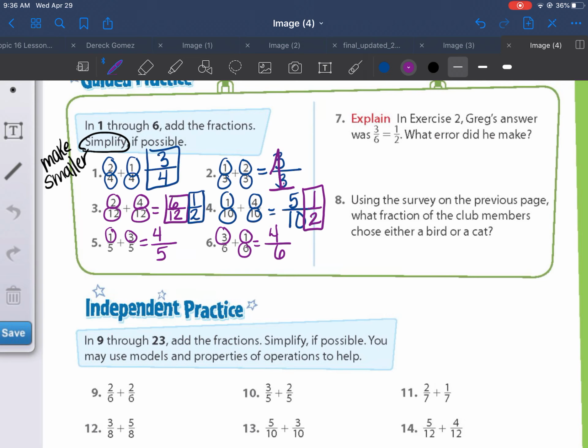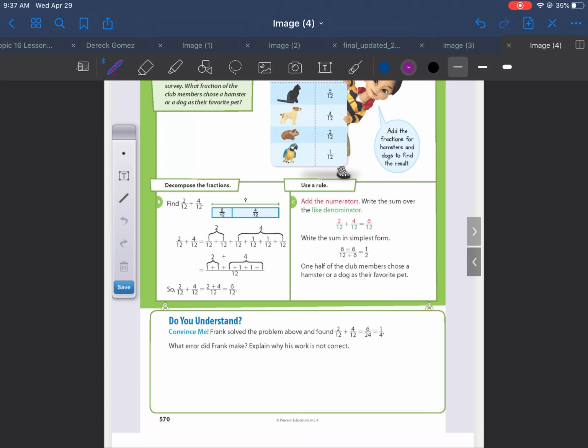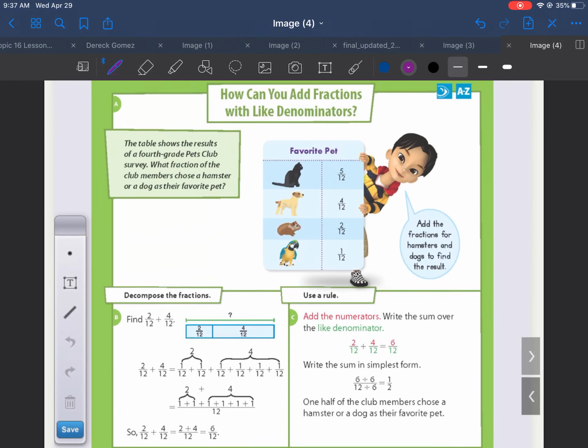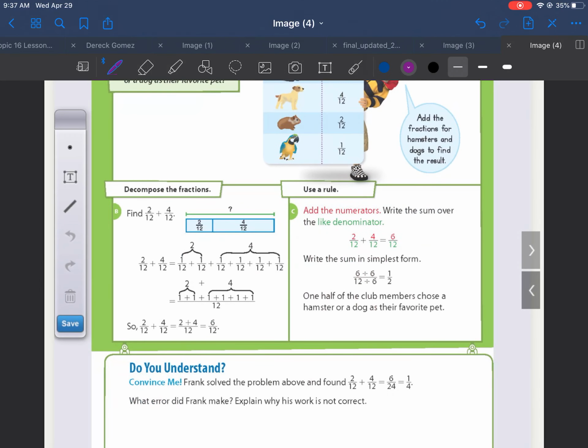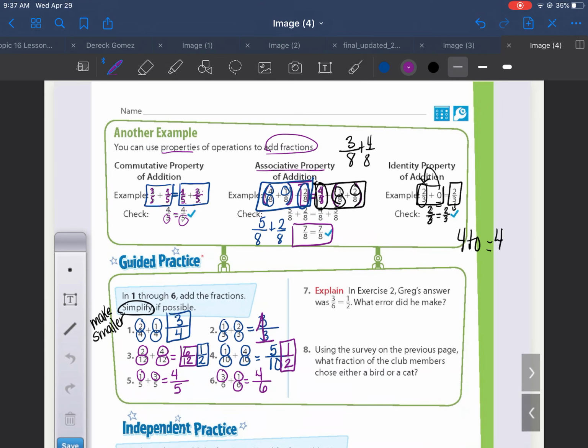Okay, number 7. In exercise 2, Greg's answer was 3/6 equals 1.5. What error did he make? So it says in exercise 2, his answer was, what did it say?